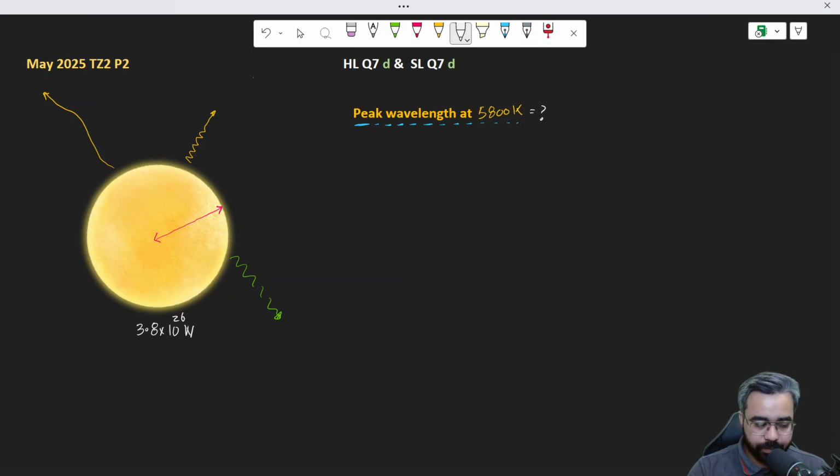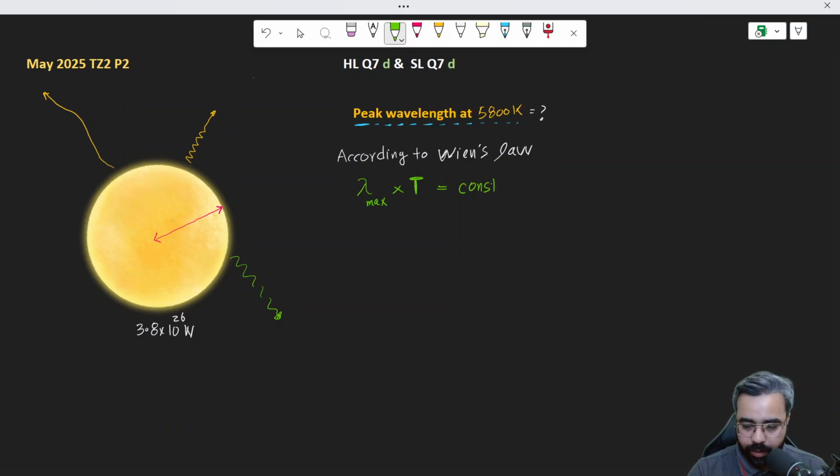if you want to find out the peak wavelength with Wien's law, the equation for that is lambda max multiplied by the temperature equals a constant. Now the surface temperature is given in this question, which is 5800 Kelvin. So which wavelength will share the maximum part of this total energy? This is deeply related to wavelength and temperature, right?